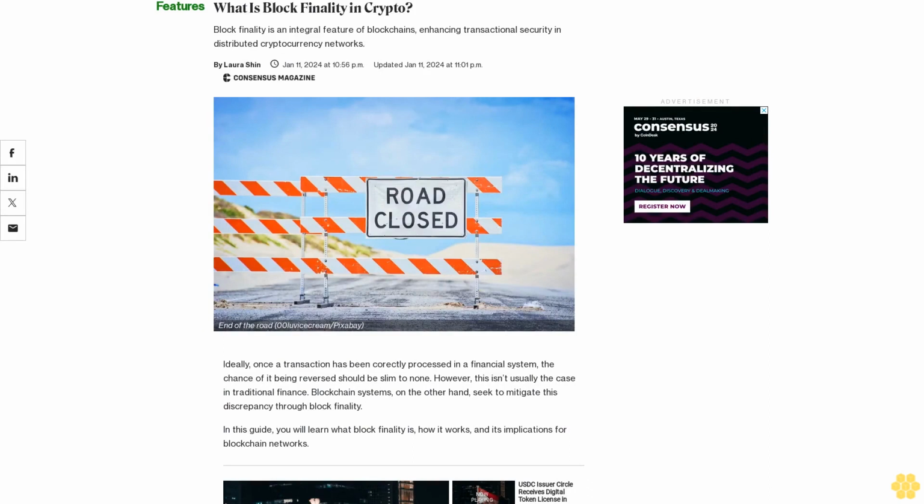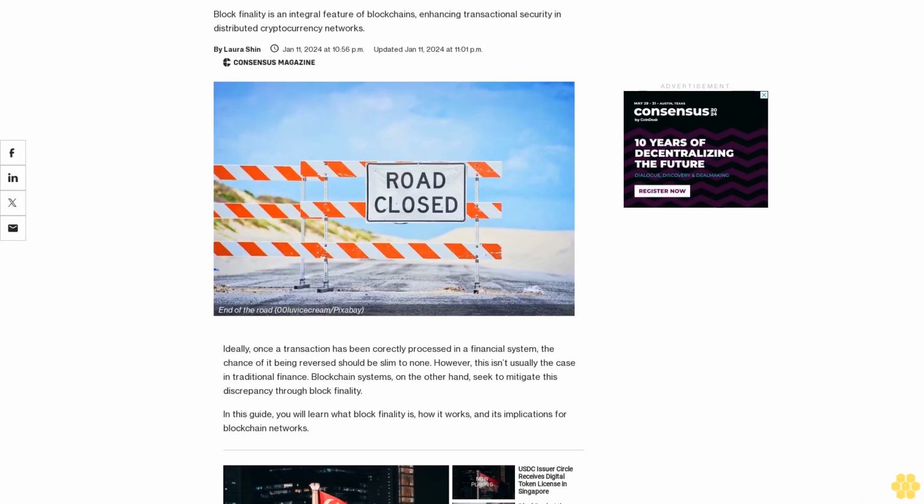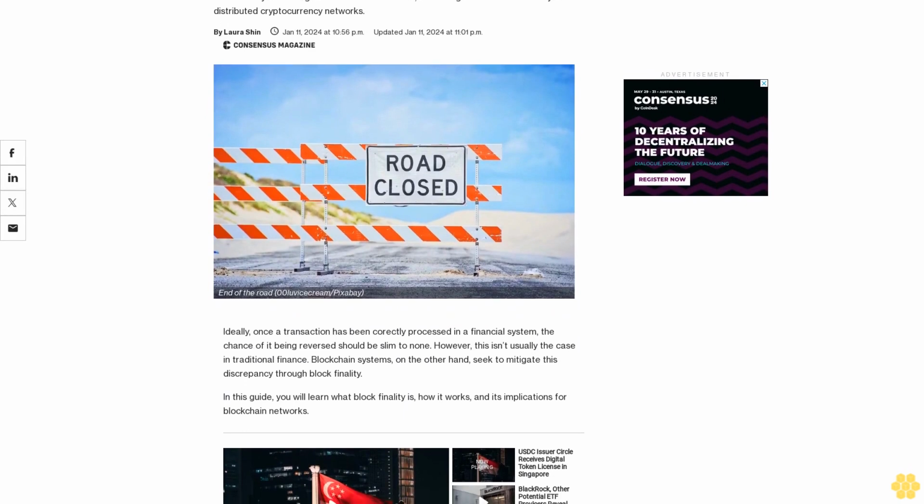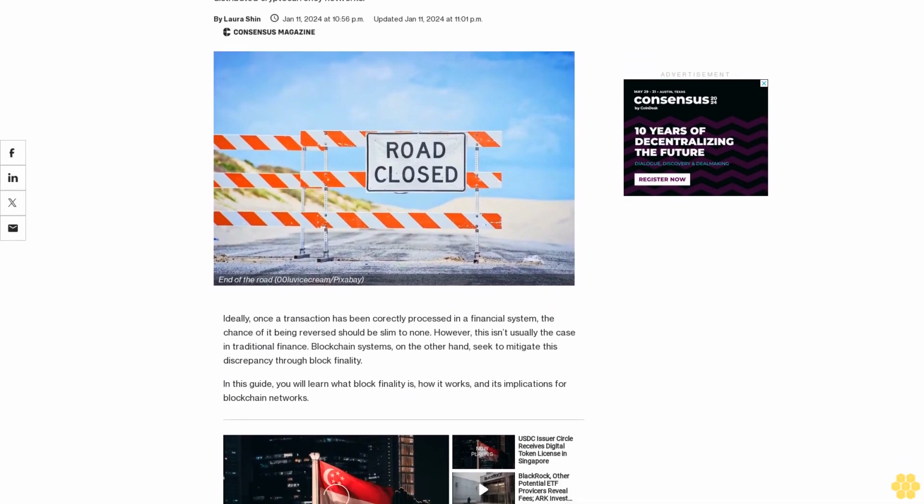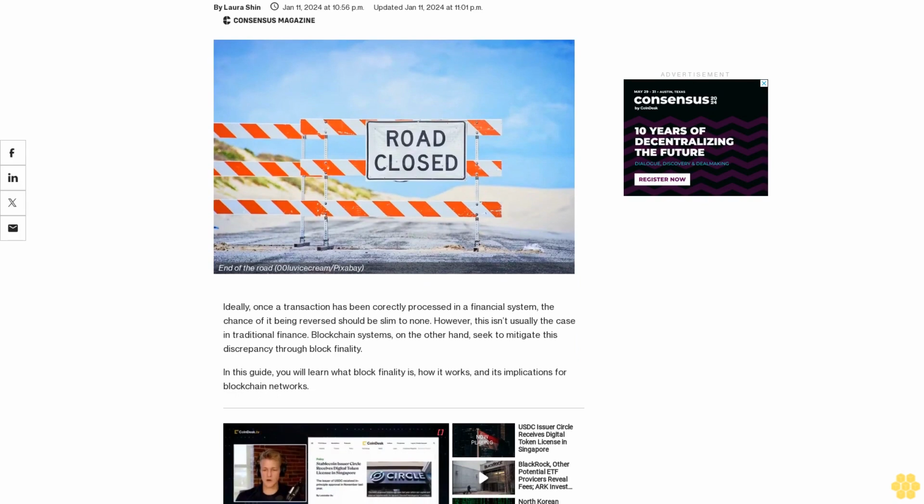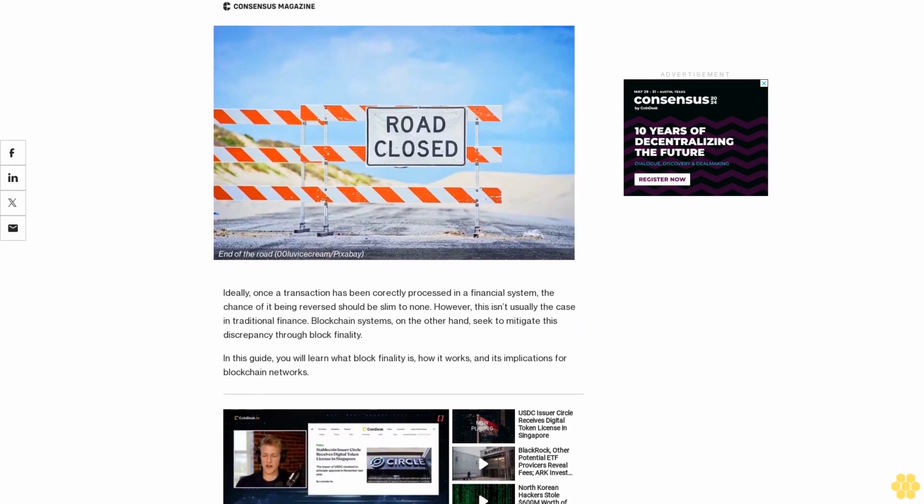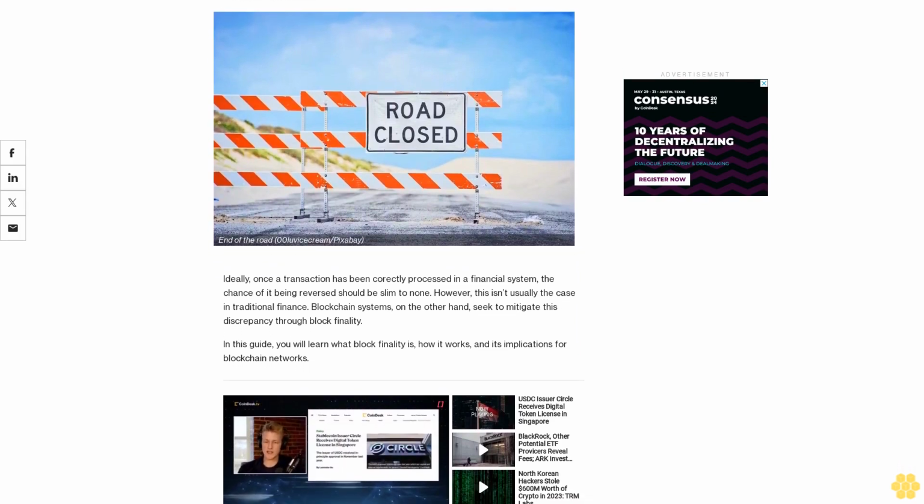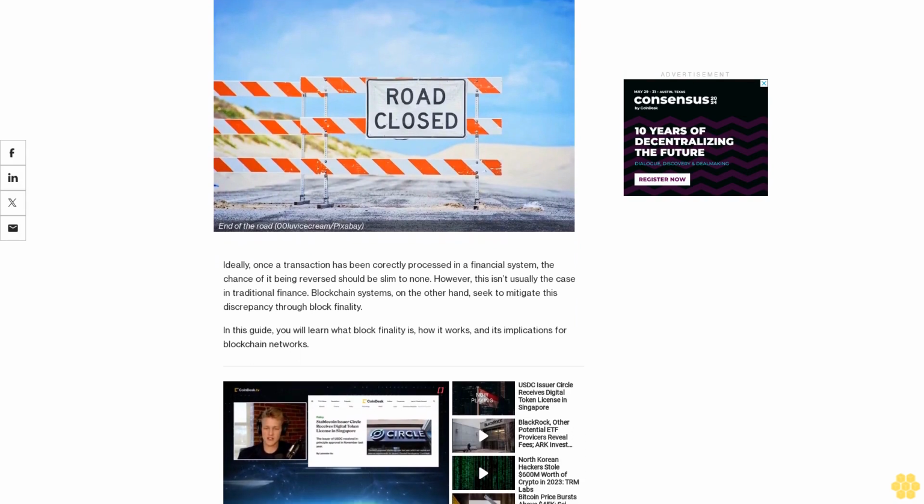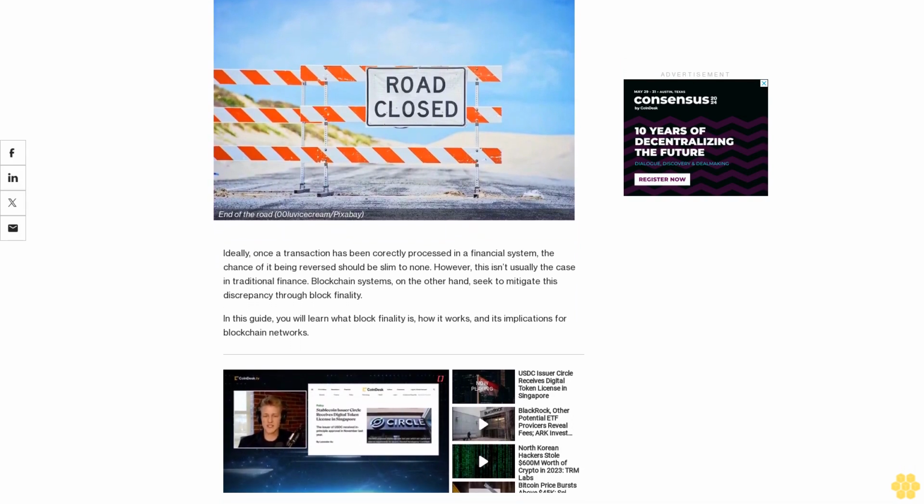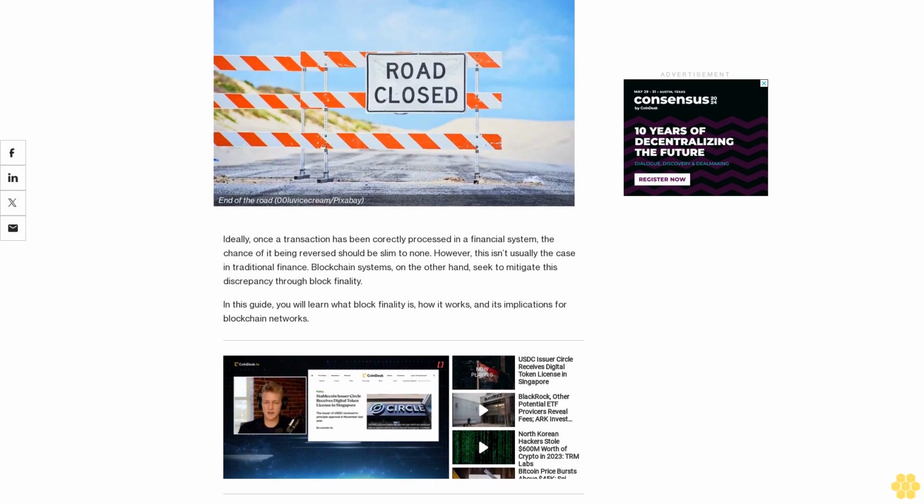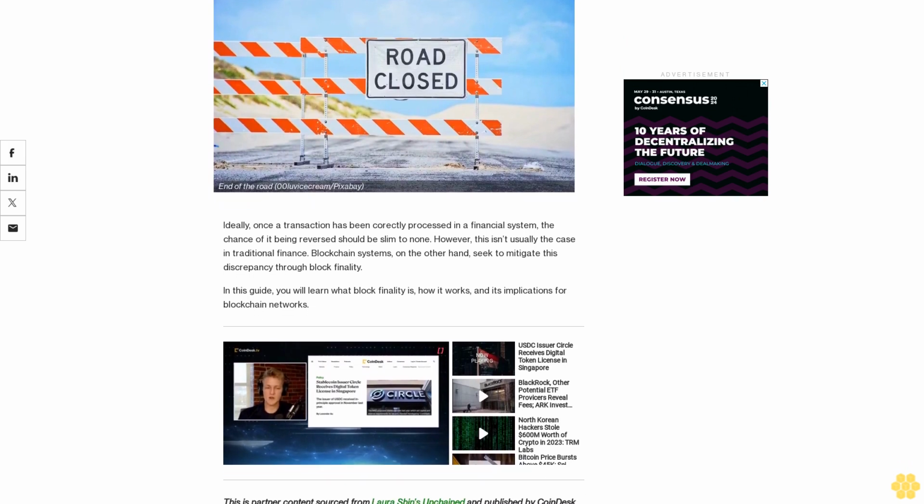What is block finality in crypto? Block finality is an integral feature of blockchains, enhancing transactional security in distributed cryptocurrency networks. Ideally, once a transaction has been correctly processed in a financial system, the chance of it being reversed should be slim to none. However, this isn't usually the case in traditional finance. Blockchain systems, on the other hand, seek to mitigate this discrepancy through block finality.